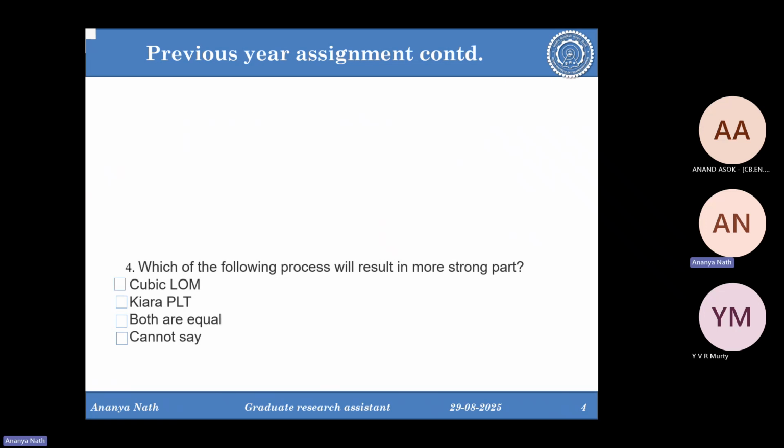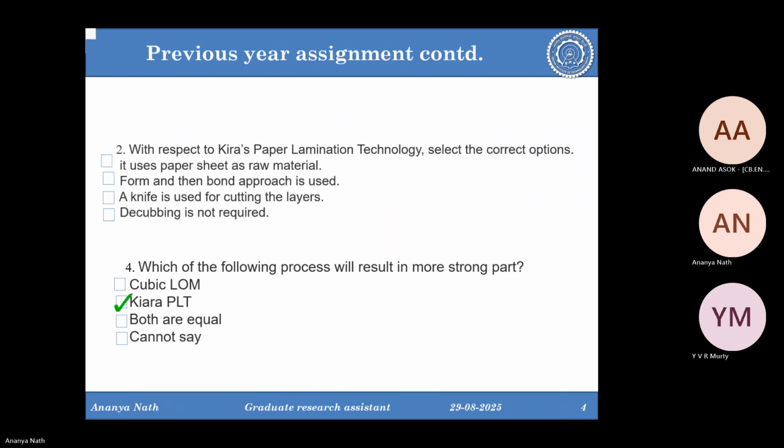Which one of the following processes will result in a stronger part? It's the Kira's technology. Because in Kira's technology, if you remember, we are putting the pressure heater. So it will be more rigid because the heater is also applying a perpendicular force on the part.